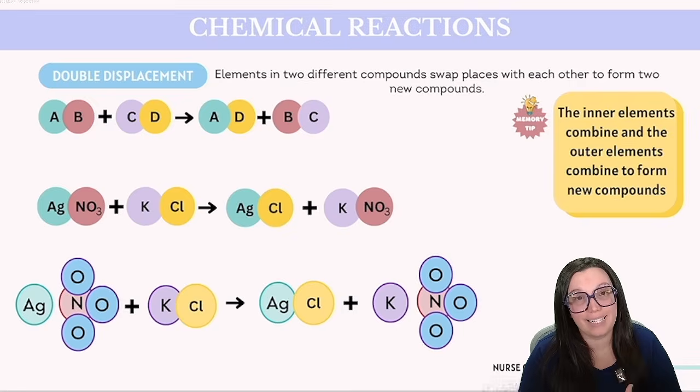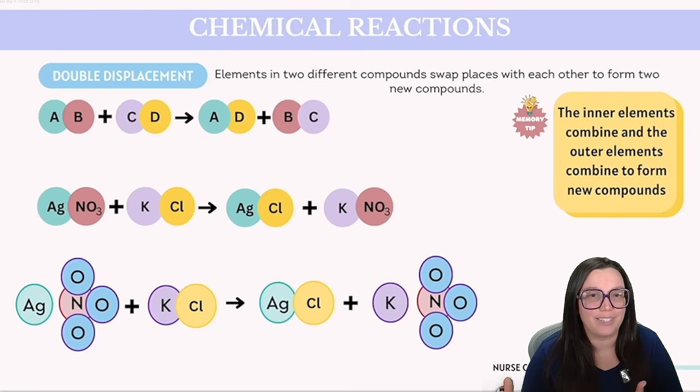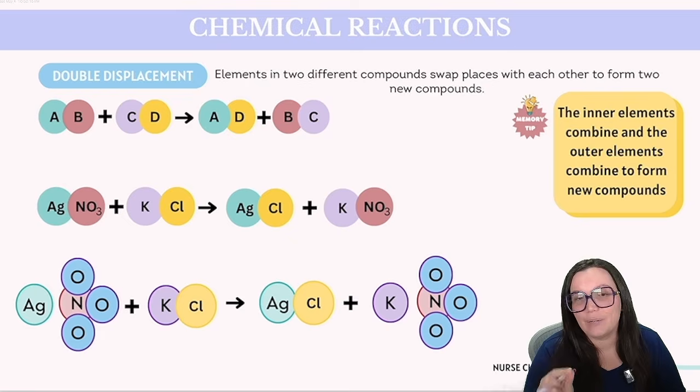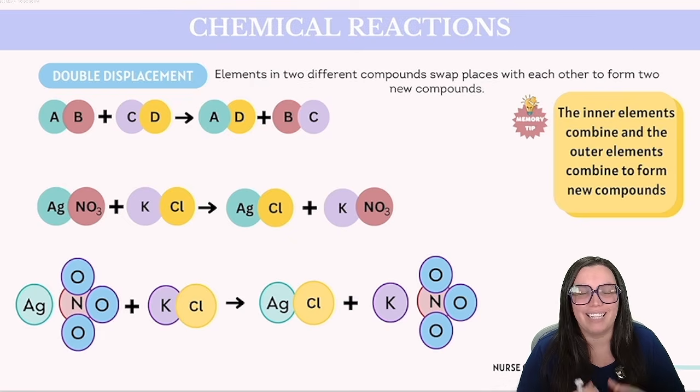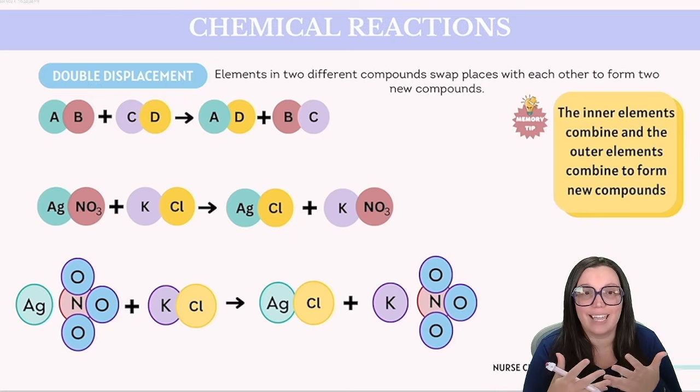So a double replacement or double displacement reaction operates on a principle similar to our single displacement reaction, with the key difference being that both reactants are going to be compounds. These reactants react together to create two new distinct compounds.